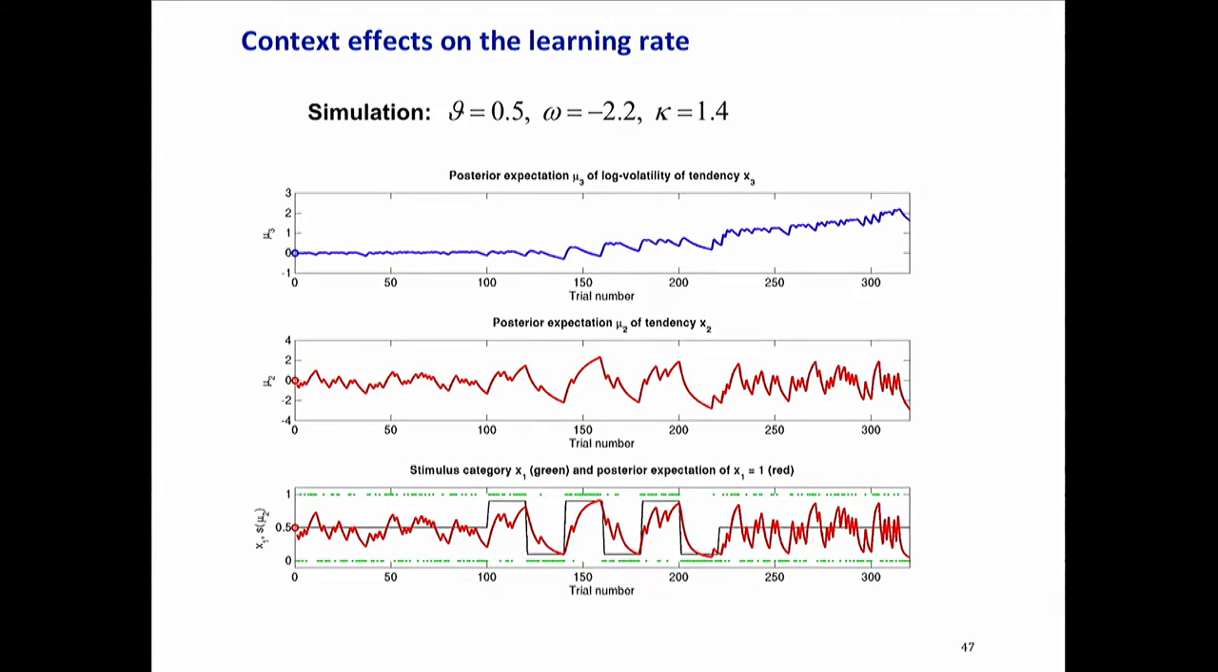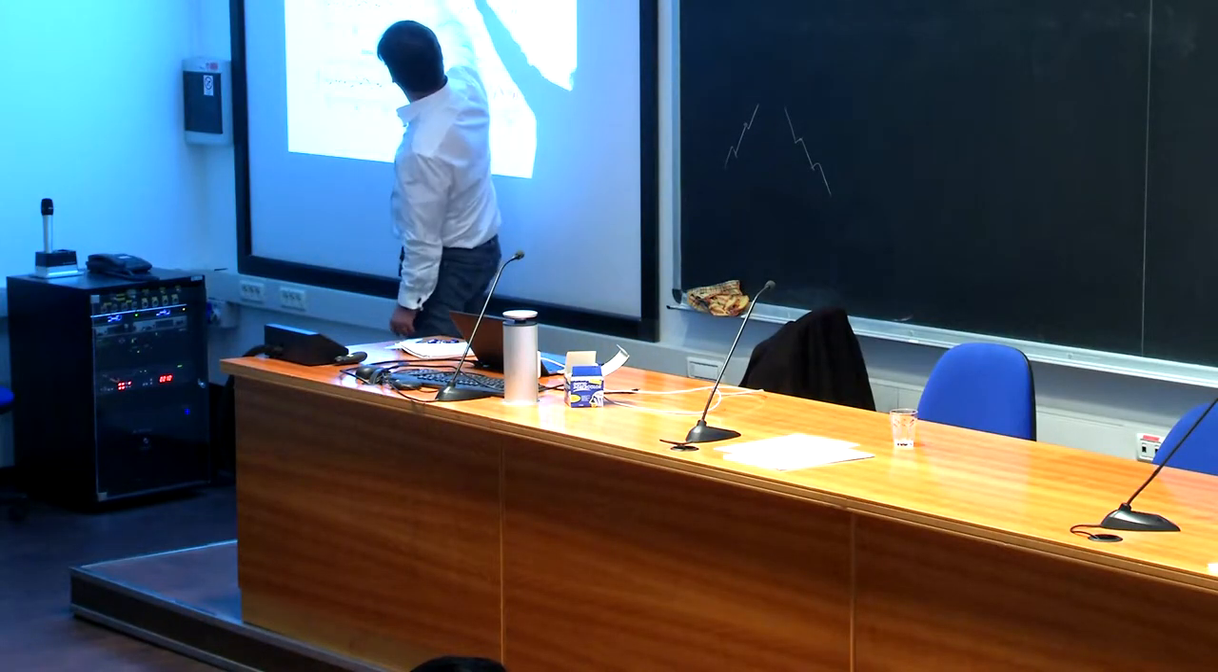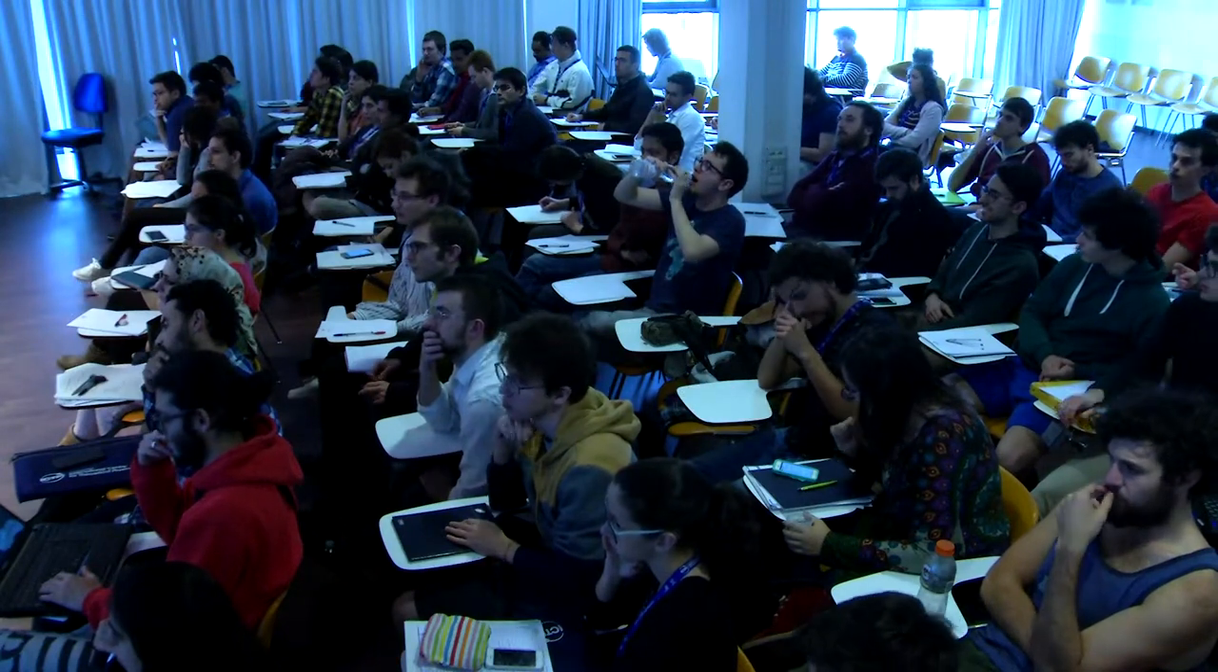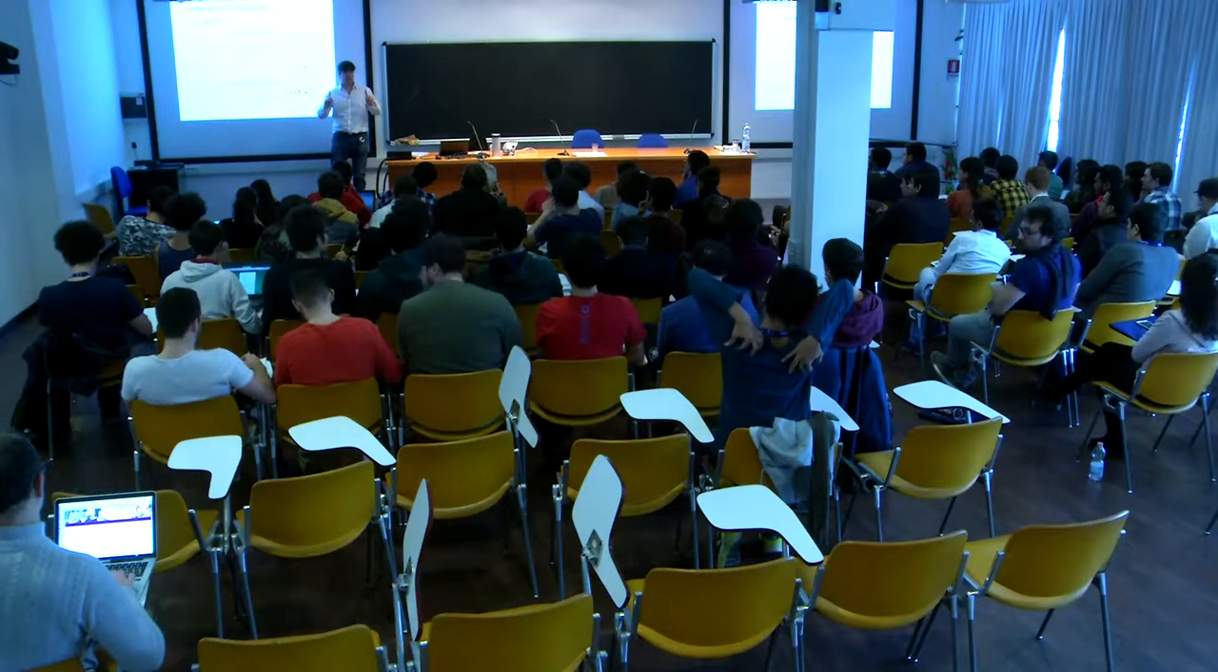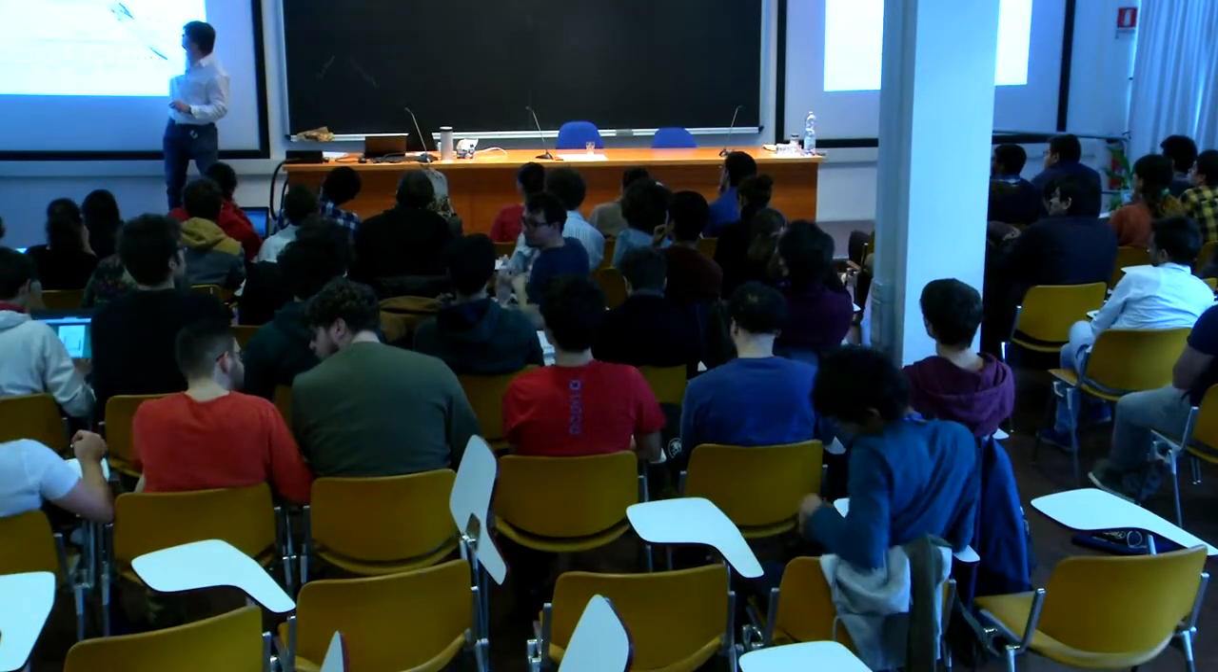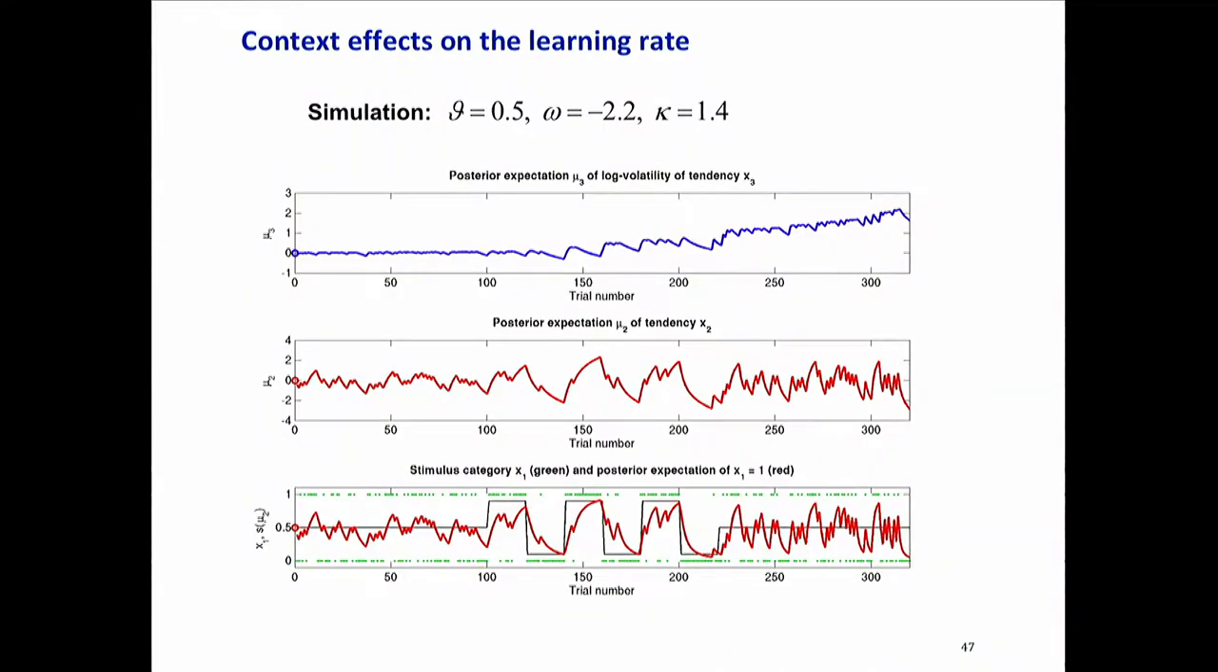So you're adjusting the three parameters manually to tune the red curve to the one we are seeing? Yes, basically. But during the simulation, these parameters are constant. The agent learns. I don't fiddle with theta, omega, and kappa. The only thing that changes is the agent's beliefs about the states. The agent has beliefs about x2, captured by mu2 and pi2, and it has beliefs about x3, captured by mu3 and pi3. These beliefs change, and because these beliefs change, the learning rate changes.